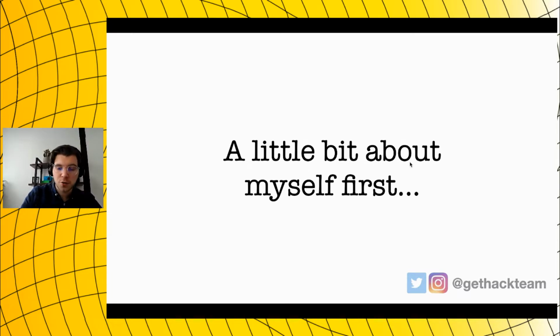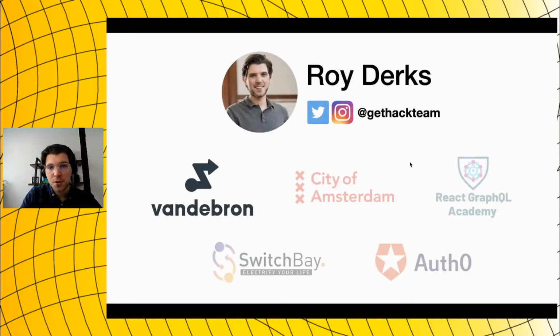So a little bit about myself first. My name is Roy. You can find me on Twitter using @GetHackTeam. And currently I work for Vanderbron, which is a renewable energy company in the Netherlands. Before, I worked for tons of companies such as the City of Amsterdam, where we built great open source projects for the city, the people working at the city, and even for people living in the city, which might even be you. And prior, I had some startups, and I also worked for React GraphQL Academy, where we used to teach React and GraphQL and how to use these technologies together.